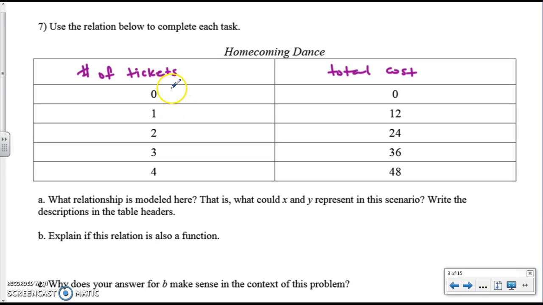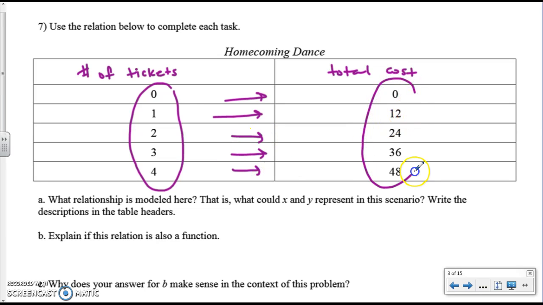You could very easily make this a mapping diagram and draw your arrows in. And notice that for each x, there's exactly one y. So yes, it's a function. Each input has exactly one output.